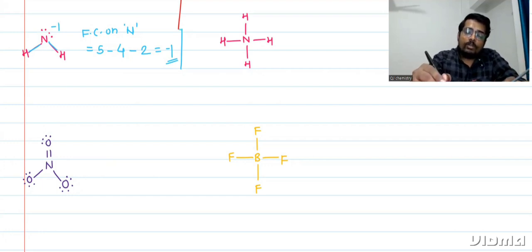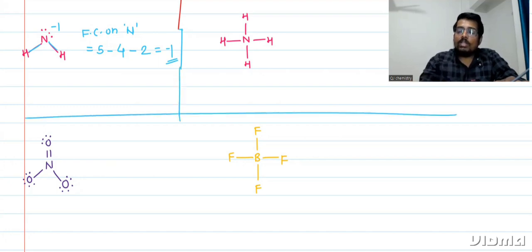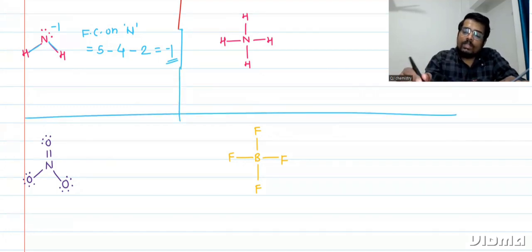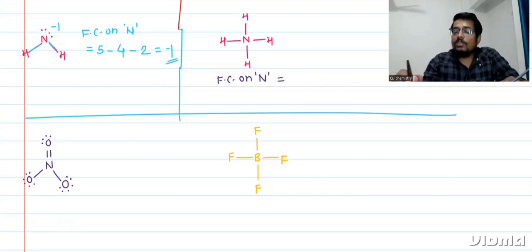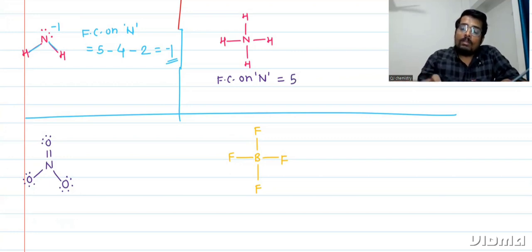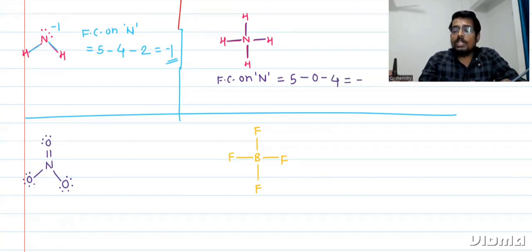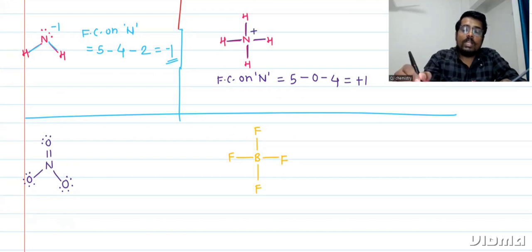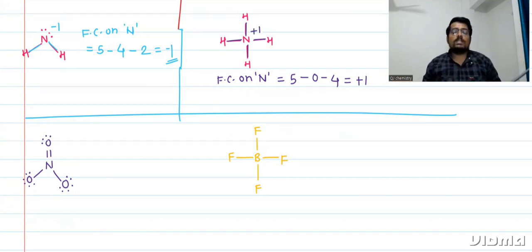In the next example, find the formal charge on nitrogen. How many electrons are there in the valence shell of nitrogen? We know that there are total 5 electrons in the valence shell of the nitrogen atom. Minus how many dots are there on nitrogen? 0. Minus how many bonds are attached to this nitrogen atom in total? 4 bonds, 4 covalent bonds. So the formal charge on the central nitrogen atom is plus 1. Okay, so the given ion is the ammonium ion, NH4 plus ion.